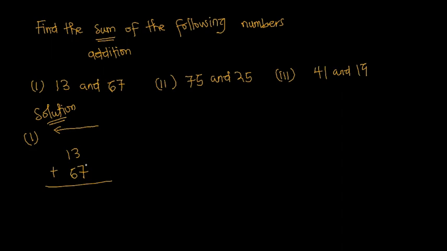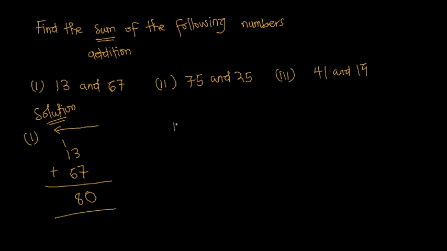So 3 plus 7 is 10. Instead of writing the whole 10, I'll write 0 and then carry 1 onto the next set of numbers. So I write only 0 here, and then the 1 over here, I bring it to the top over here. So I carry it onto the next number. So now I have 1 plus 1, which is 2, plus 6, which is 8. So this is 80. So 80 here becomes my answer.